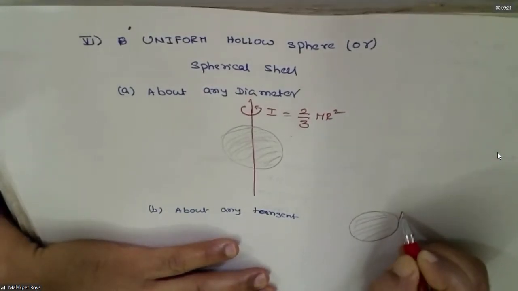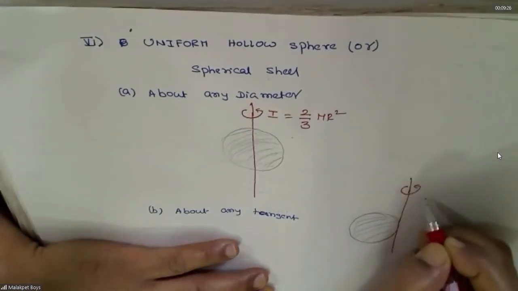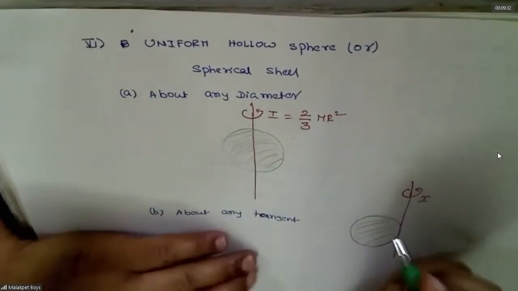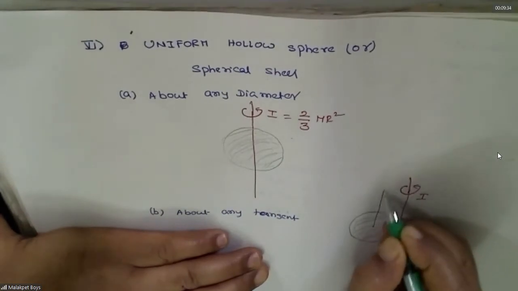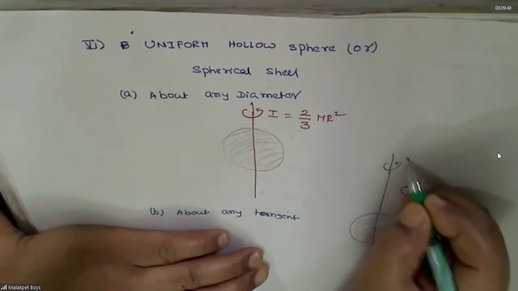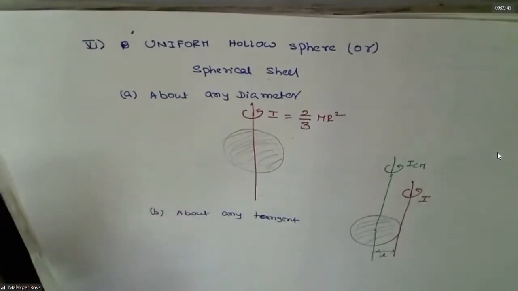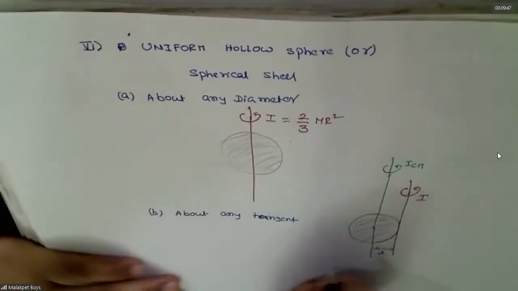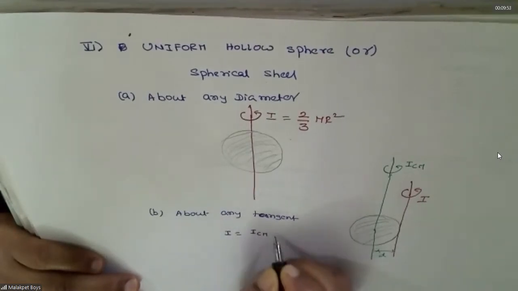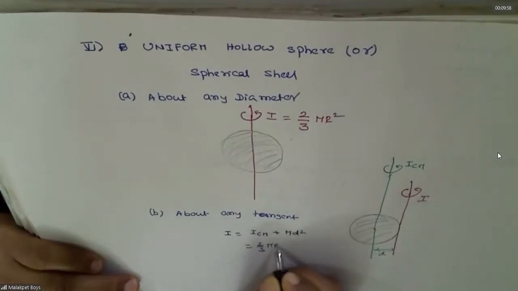Suppose we need about this. What will you do? You will take it through the center of mass, which we already know. So you can see that I is nothing but ICM plus mass into d square, that is 2 by 3 MR square plus MR square.